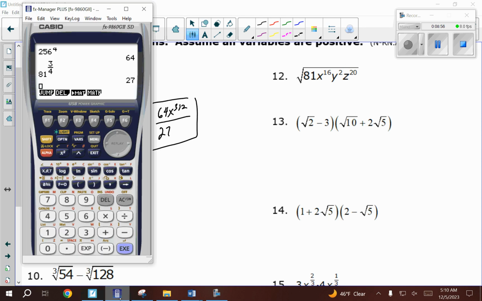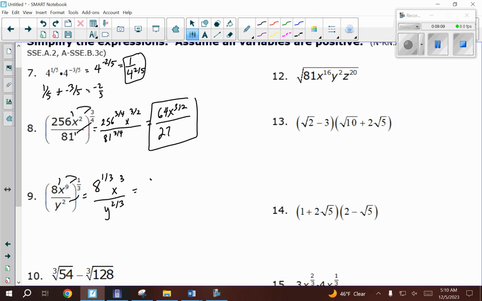8 to the 1/3 can go into the calculator. It's a regular number. Put 1 at the top, 3 at the bottom, gives 2. So we have 2x to the 3rd over y to the 2/3. And that's our final answer.